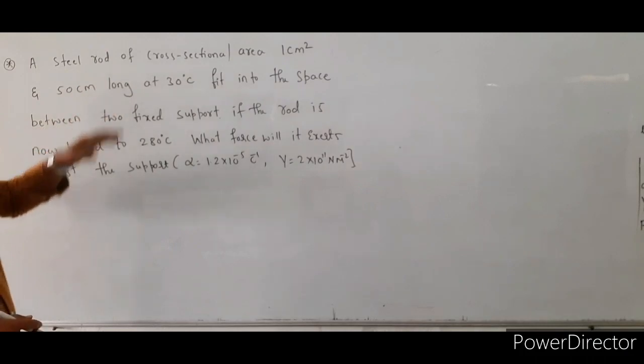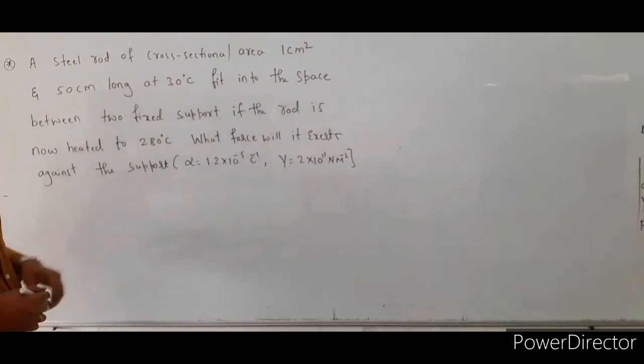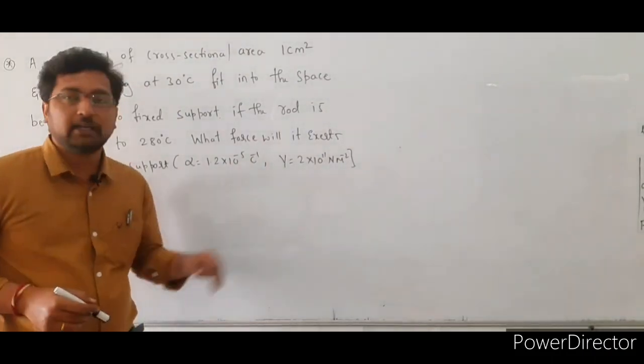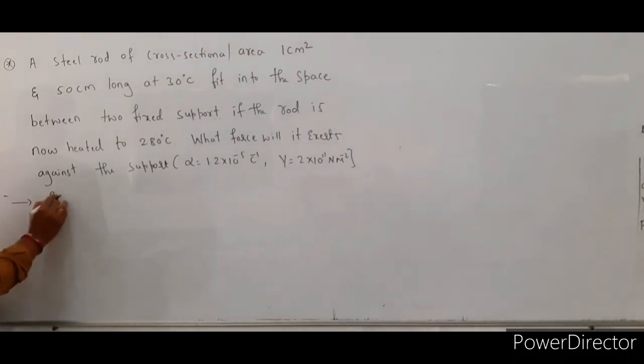A steel rod of cross sectional area 1 centimeter square and 50 centimeter long, the length is given at 30 degrees Celsius, is fit into the space between two fixed supports. If the rod is now heated to 280 degrees Celsius, what force will be exerted against the support? So here the alpha value is given and the Young's modulus Y value is given. So first write down the given terms. What are the given terms here?